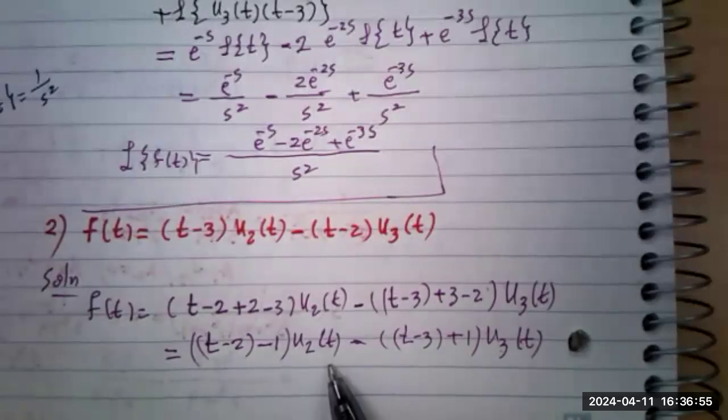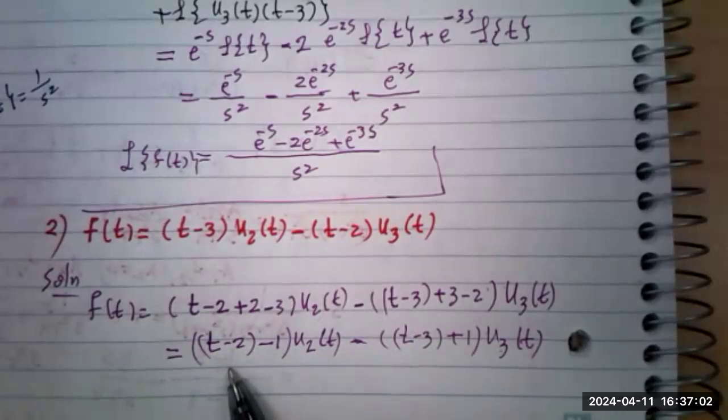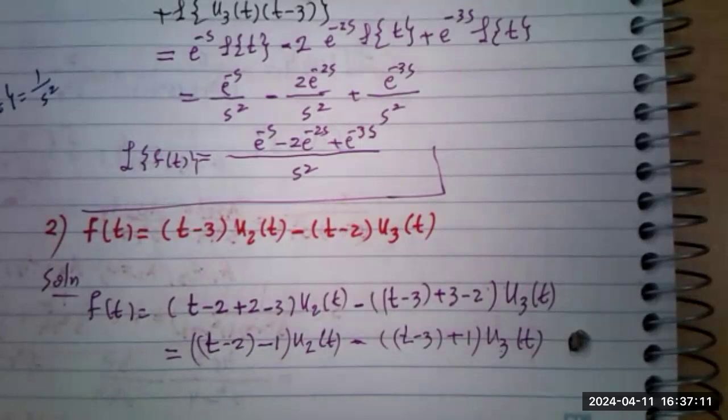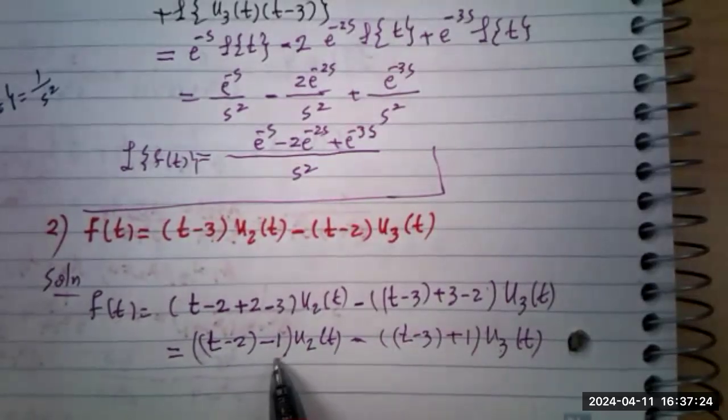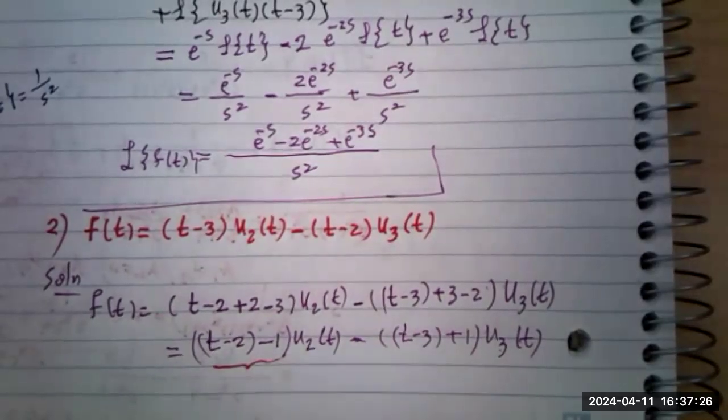Okay, this is u2(t), and this is going to be f(t − 2). If f(t − 2) is going to be t − 2 − 1, you replace the t − 2 by z. So f(z) would be z − 1. So f(t) would be t − 1. You're just replacing the t by t − 2 over here. So this would give you t − 1 as a function.